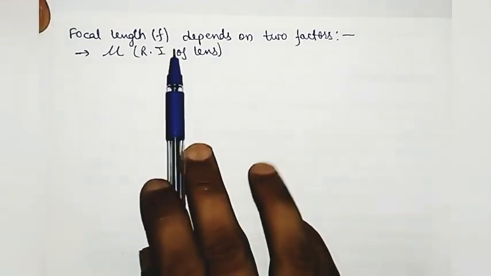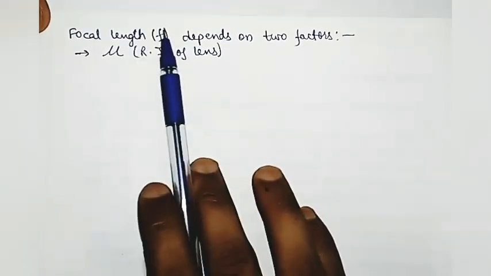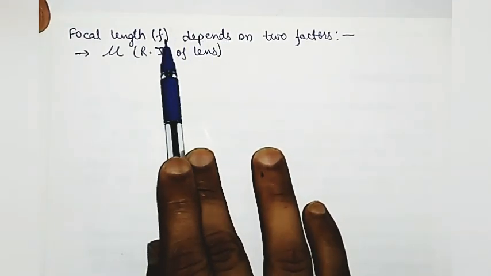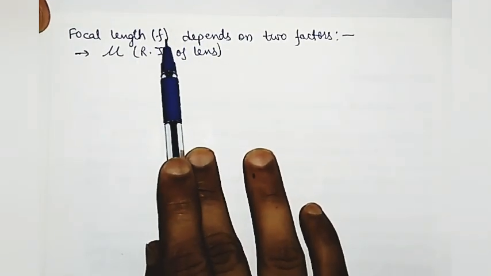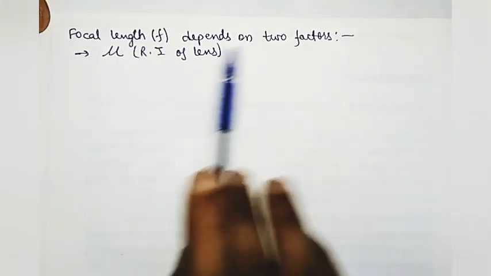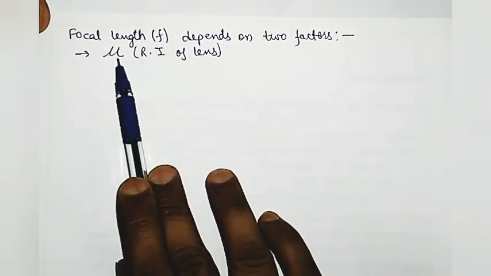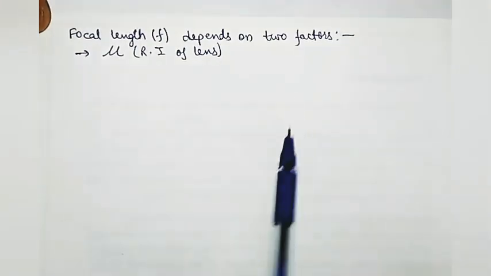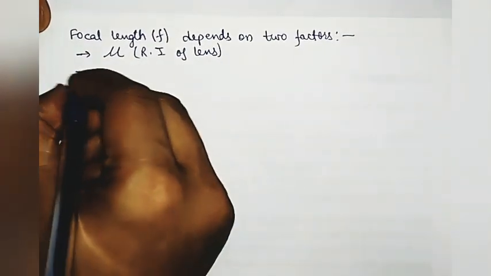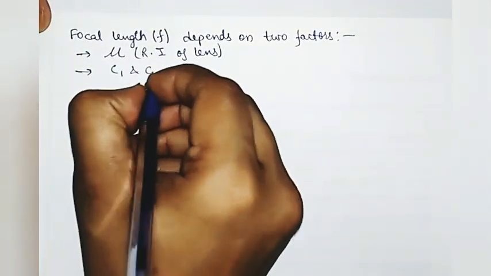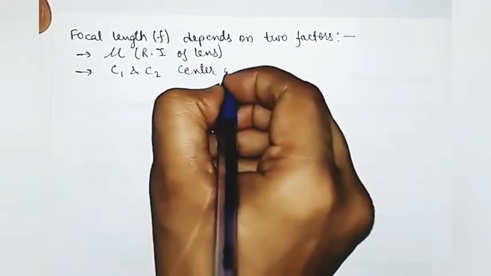So the focal length f, the distance between the optical center and the focus, depends on two factors. The first is the refractive index of the lens, and the second factor is the centers of curvature, that is C1 and C2.